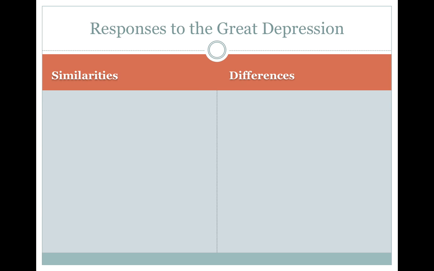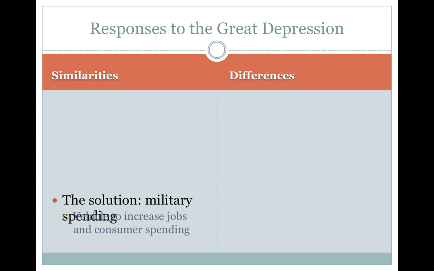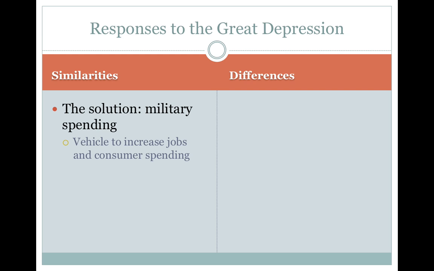There are two different responses that I want to talk about, one with similarities around the world and one with a set of differences. You read a little bit about this at the very end of the section. I want to explain it in a little more detail. The main similarity between the responses around the world is military spending as the solution to the Depression.